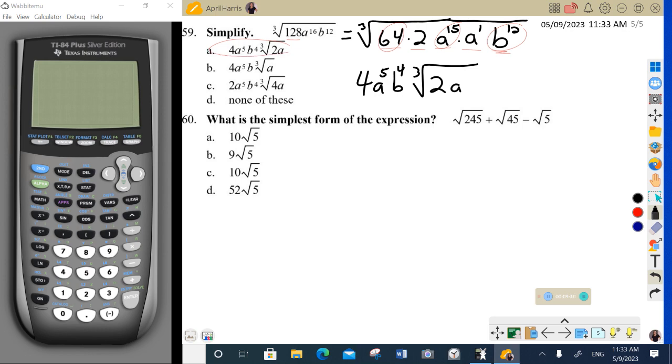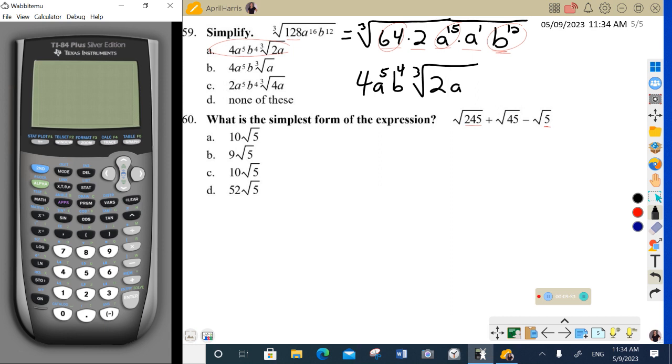Last question. It's all numbers. You can type it in the calculator and get a decimal. Type in the answers, see which decimal matches. Or you can only add or subtract like terms. So if you want to break down the square roots, I notice there's a 5 in this one. So I'm going to do 245 divided by 5 and see if that's a perfect square.